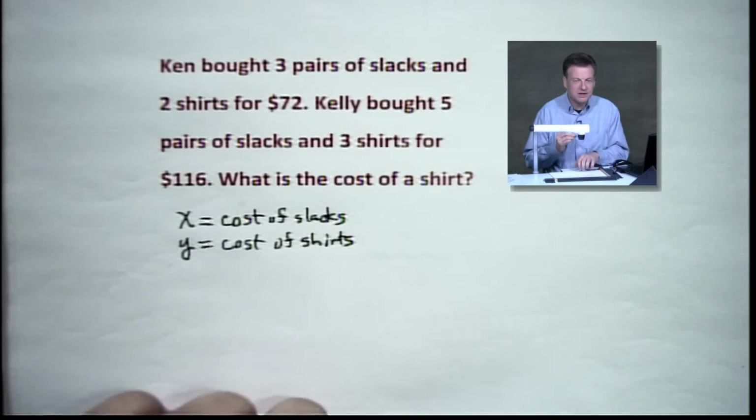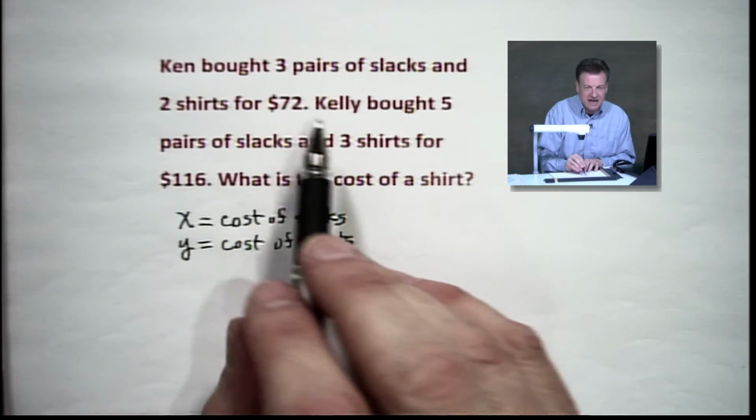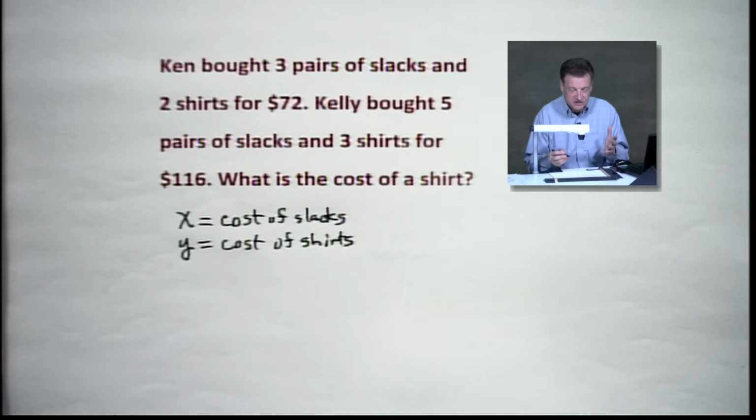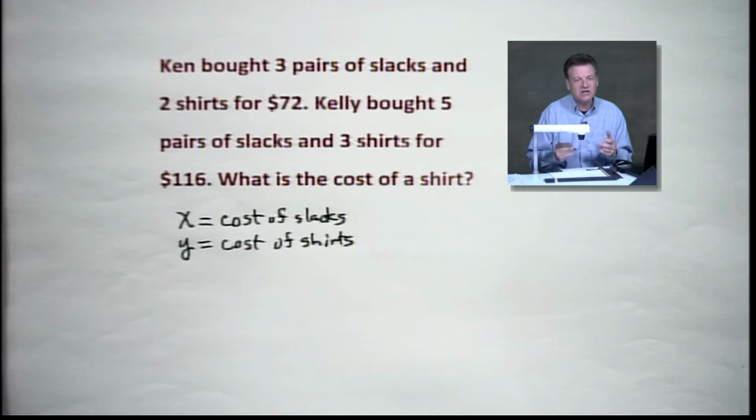Well, that's pretty easy, isn't it? According to this, the storyline is that Ken bought a certain amount of stuff, and then Kelly came back and bought some different things, and obviously they paid different prices. So we're trying to figure out what that means in terms of the real cost of slacks and shirts. So here, let's go.